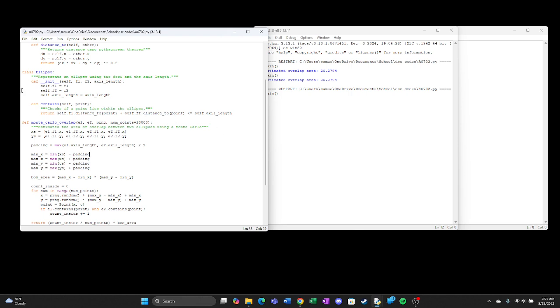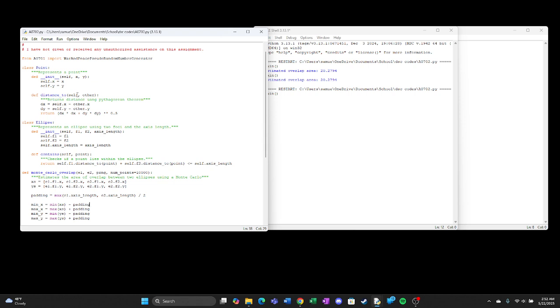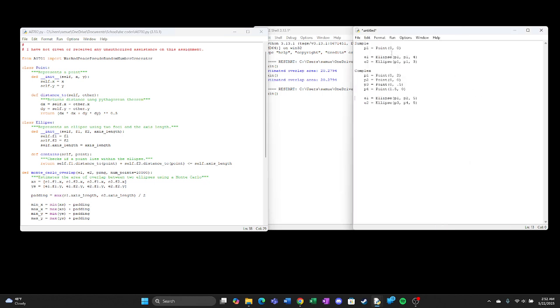So the Eclipse class contains this initiator, which is called down here. It takes two foci and then the axis length, which in this case will be 0, 0 for both of them, and then an axis length of 4 and 3.